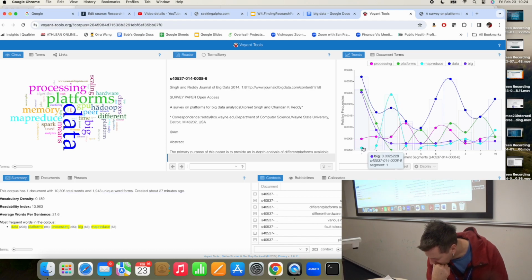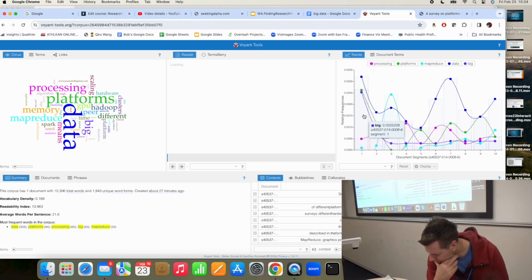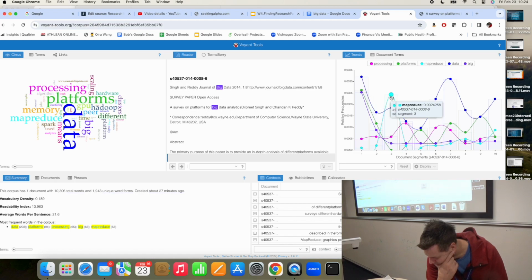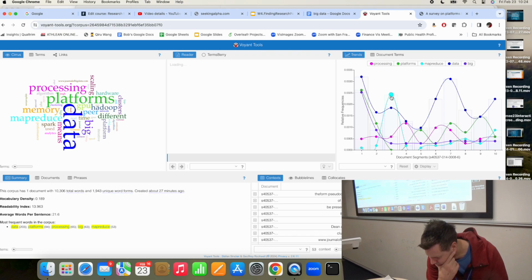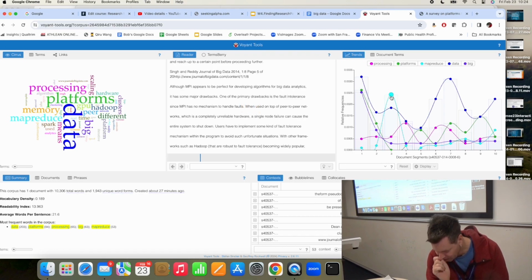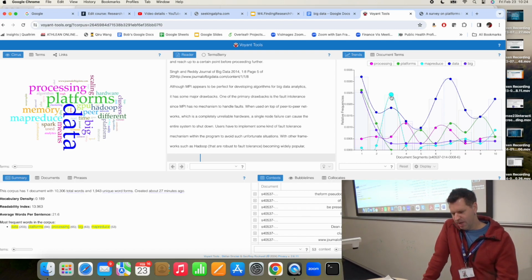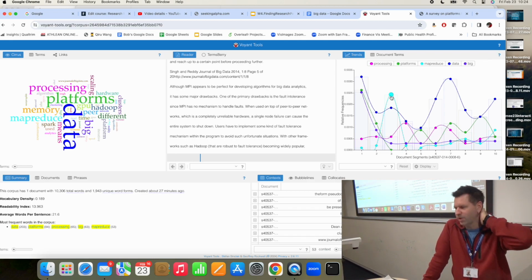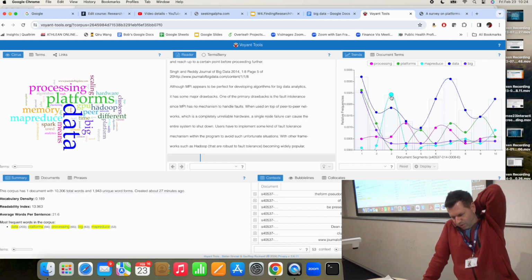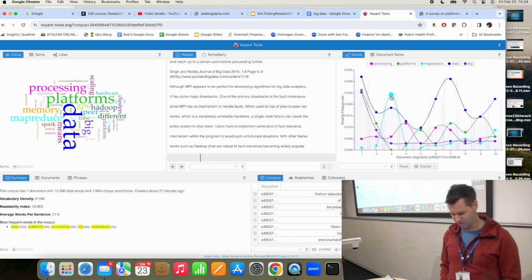Platforms, I see, yeah. Map reduce. Okay, that's an interesting tool. I don't know, this looks like a tool that focuses on a single paper and analyzes the text inside that paper as opposed to showing the network of papers. But it's still interesting, still something new I haven't seen before. So that's good.